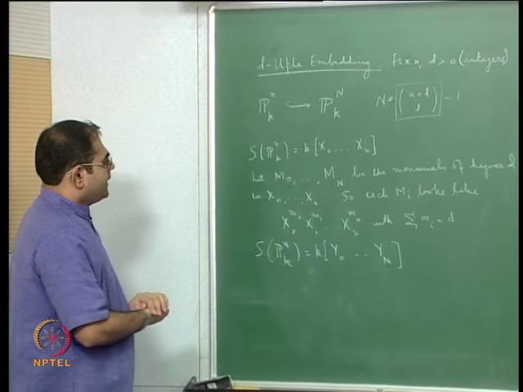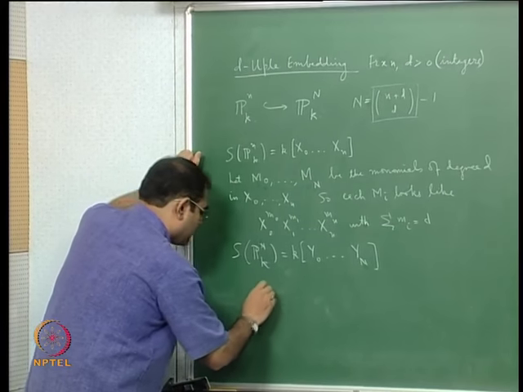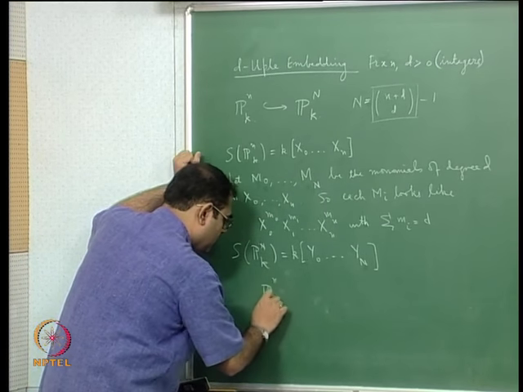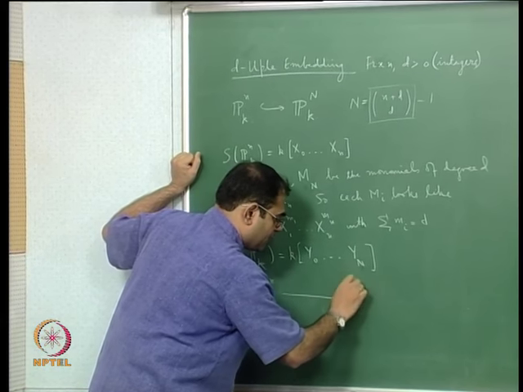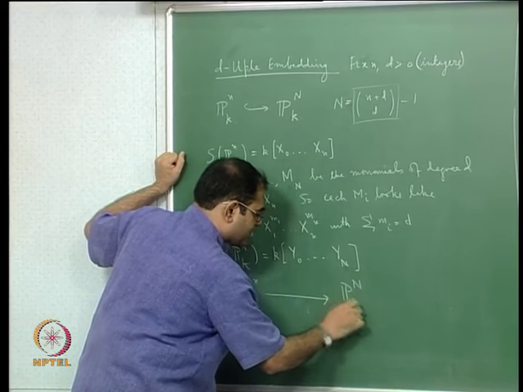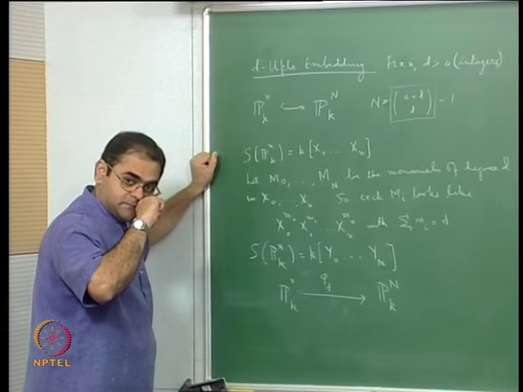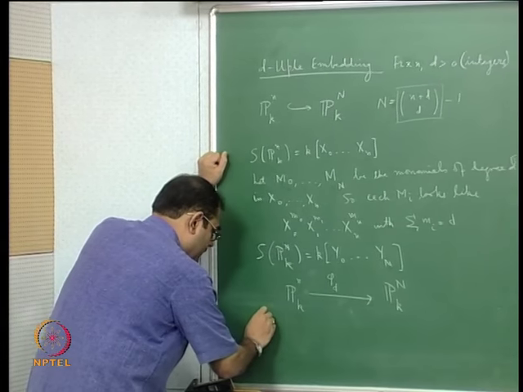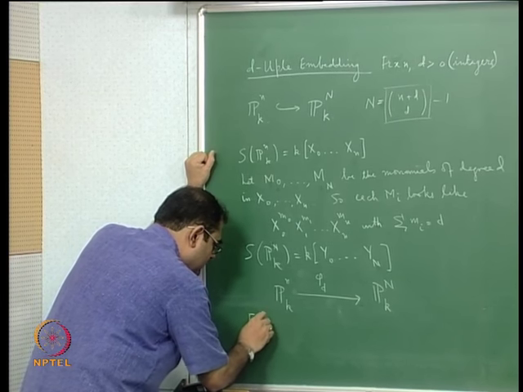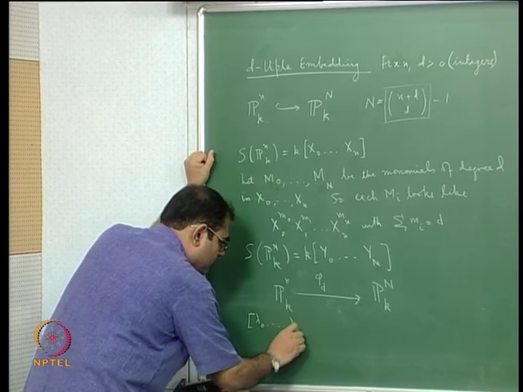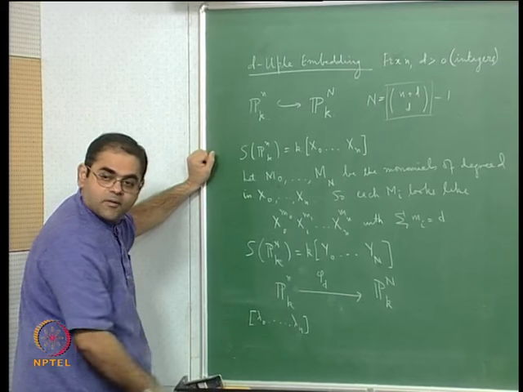Now what we are going to do is define a very nice map. This is a map from P^n to P^N, a monomial embedding, and we use the symbol phi sub d. And what we are going to do is the following. Any point here is of the form (lambda_0, ..., lambda_n). This is how a point looks. These are the homogeneous coordinates of a point in projective space.